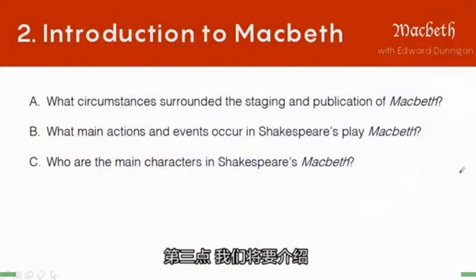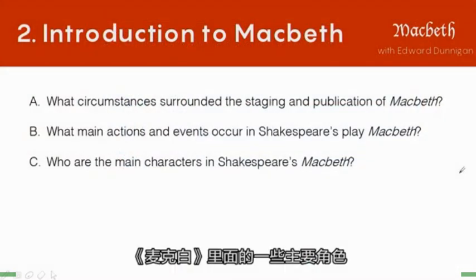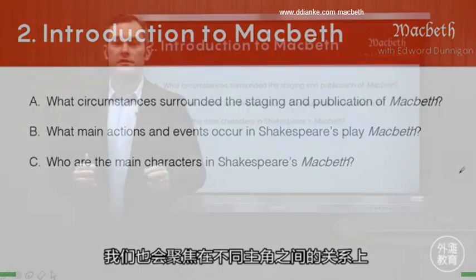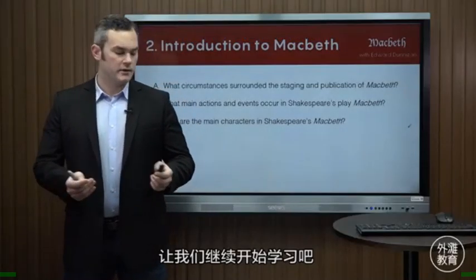And thirdly, we're going to introduce some of the main characters of Shakespeare's Macbeth, and as you'll see, we're going to be focusing on the relationship between different characters. So let's go ahead and let's get started.